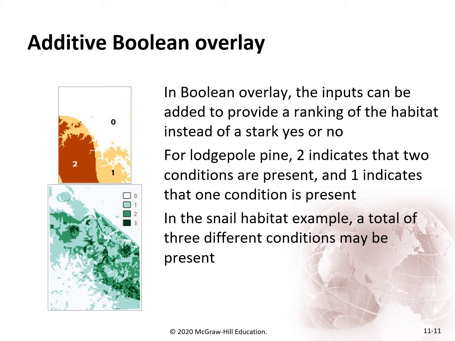That can get really complicated quickly, particularly when you have more complicated models. The bottom example is using the snail habitat model that had a lot more inputs, and when you use an additive model instead of a multiplicative, you end up with 0, 1, 2, and 3 options. And so obviously the 3 is your habitat. 2 meets 2 of the criteria, 1 meets 1 of the criteria, 0 meets none of the criteria.